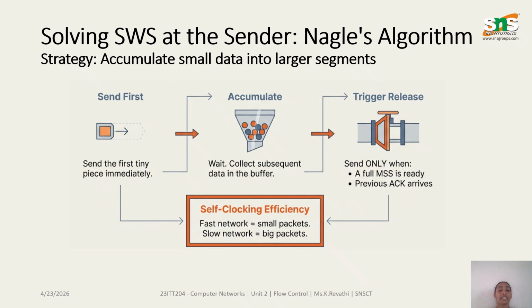Nagle's algorithm, as I already told, is used on the sender side. In this process, the first step combines small data into larger packets, and the second step sends only when enough data is collected. Then the next algorithm is Clark's algorithm, which will be used on the receiver side. The receiver waits until sufficient buffer space is available, then sends an update to the sender. Together they prevent unnecessary small transmissions.